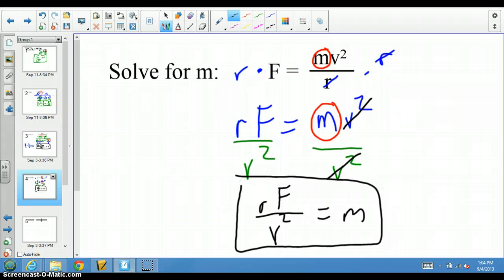You know, there are other procedures that we can do to solve these. Like, I could have divided by v squared, then multiplied each side by r, or I could have done both of them at the same time. Okay, there are many ways that you can do this to solve it.